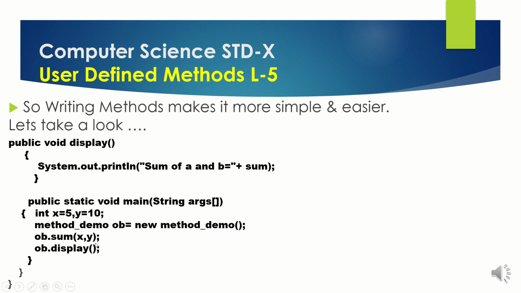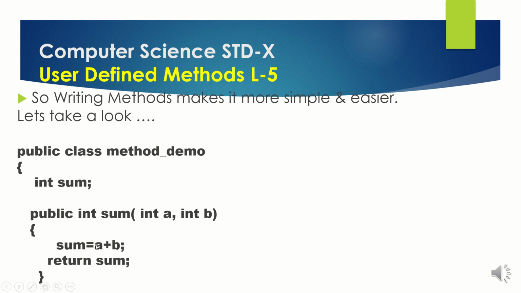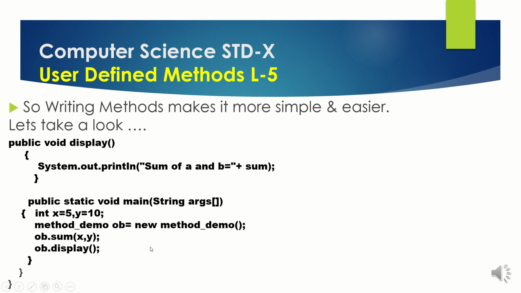Now x and y will be passed to this sum method's argument list, that is, the x value will be assigned to a and the y value will be assigned to b, and we will calculate the sum and print the sum by the display method. So this is how it works.